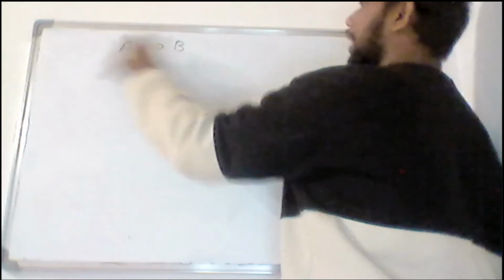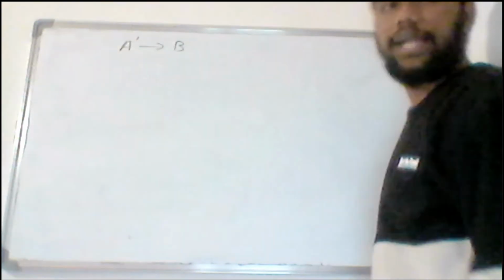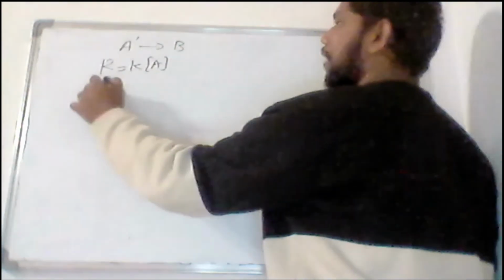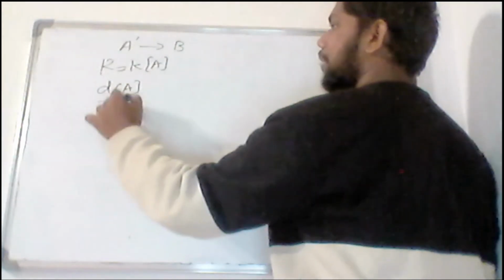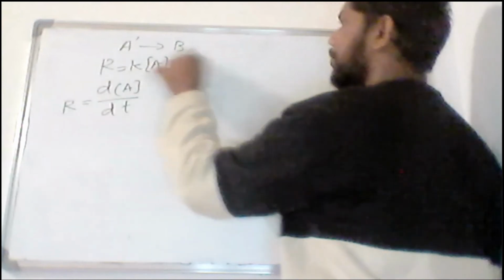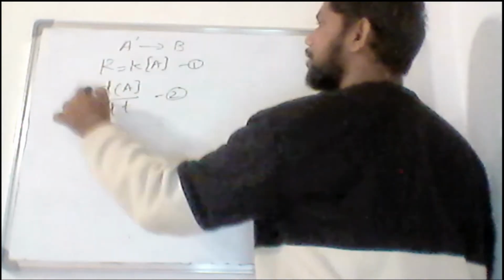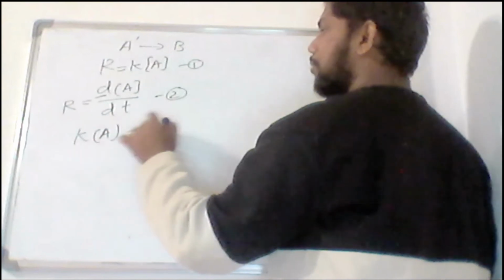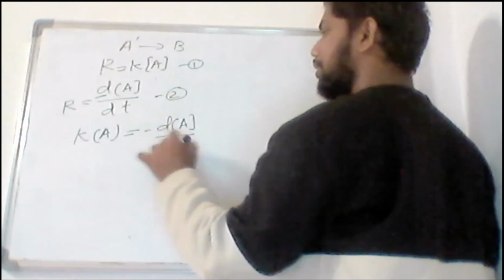Just look at what I am doing. When you have a reaction forming A to B, let's say this is an elementary reaction, we write the rate law as k times A. At the same time, you can write the concentration change of A over time as the rate. These two are typically equal. Since A is being consumed, there will be a negative sign here. So I can equate these two: rate equals minus dA over dt.